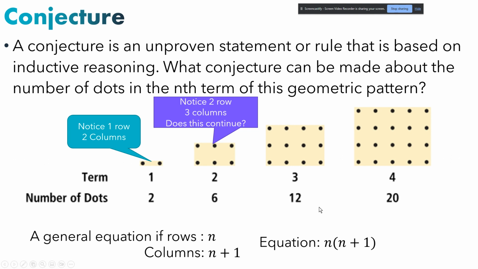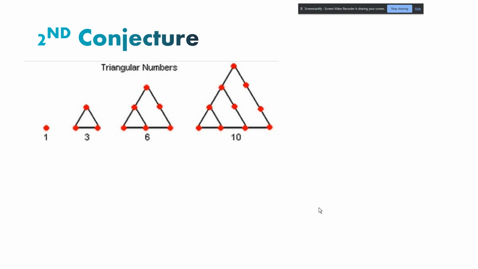So it's just looking for these and finding out the patterns. Another way we can write it is n squared plus n, distributing the n. So that's the 2 ways we can write that equation. So the second conjecture, these are the triangular numbers. This is another pattern that does come around in mathematics. We have 1, 3, 6, 9.